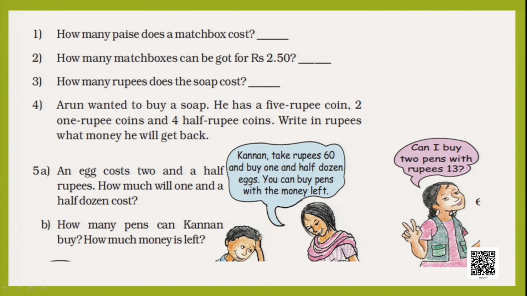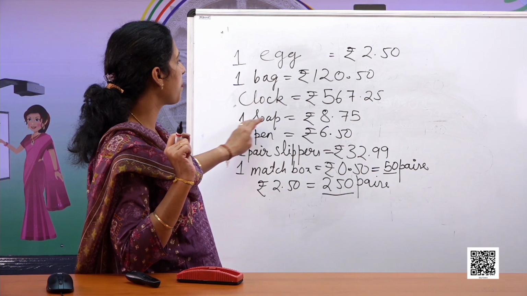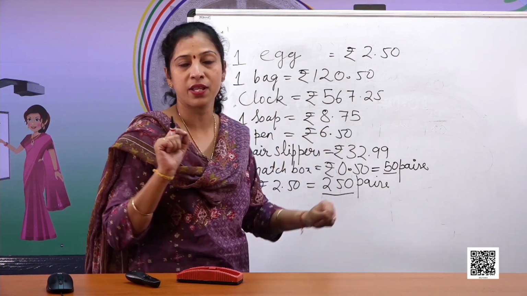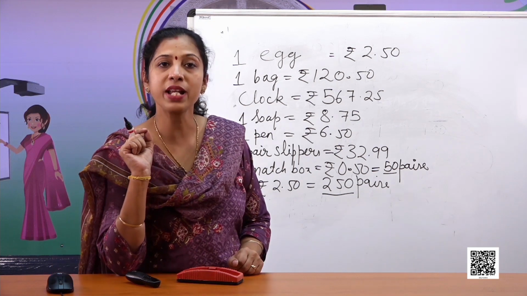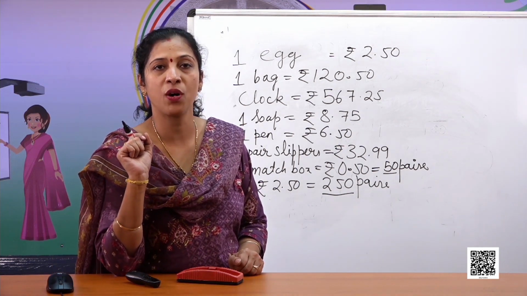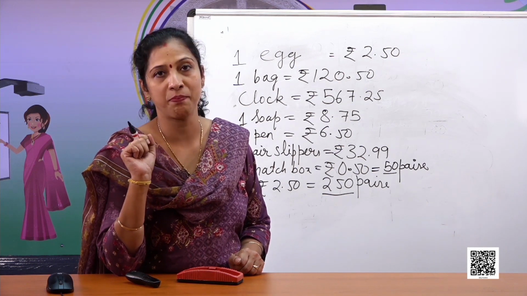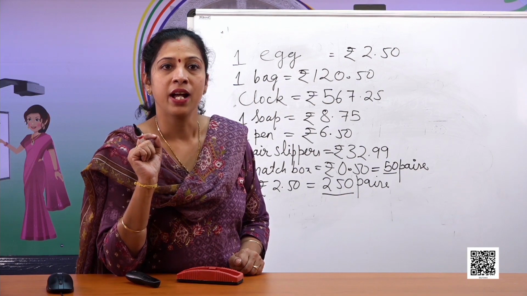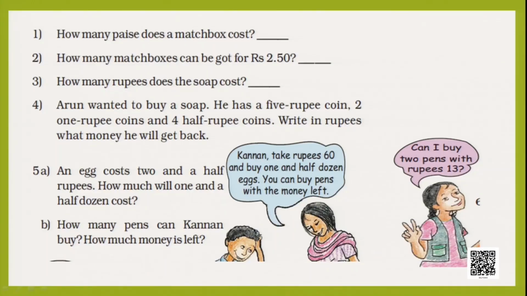How many rupees does the soap cost? You can see the price of the soap is 8.75 rupees. So you can tell that the price of the soap is rupees 8.75 or 8 rupees and 75 paise. Next question is, Arun wanted to buy a soap.